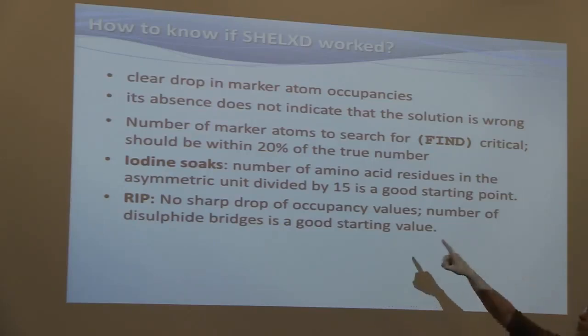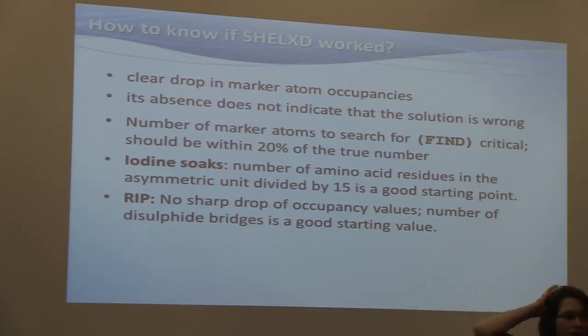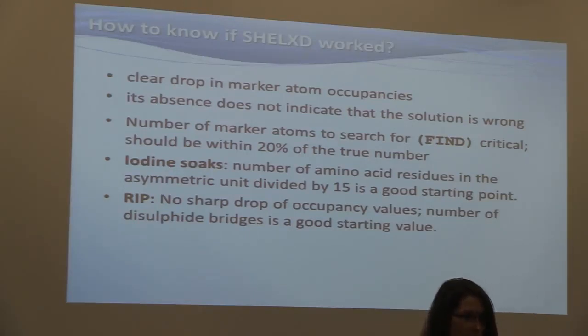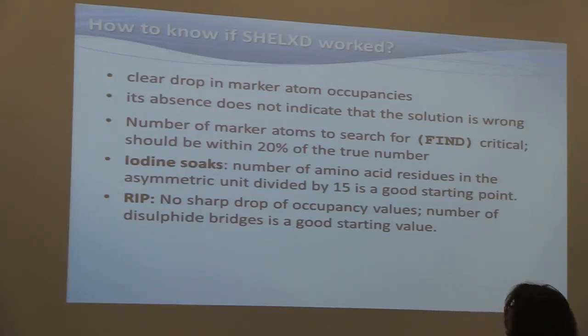But how do you know? It should be within 20% of the true number. But if you do an iodine soak, how are you going to know how many iodines to expect? Luckily, there's a formula for that. You take the number of amino acid residues in an asymmetric unit and divide it by 15, and that's a good starting point. But I would again propose to start several runs with different numbers of atoms to search for.